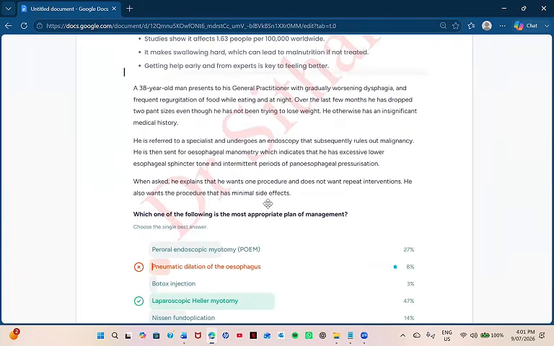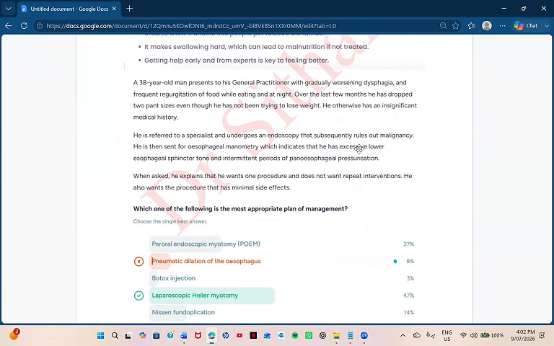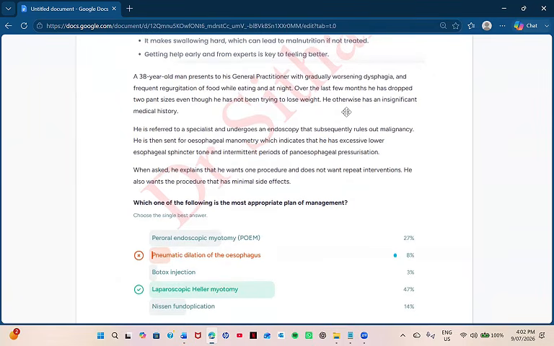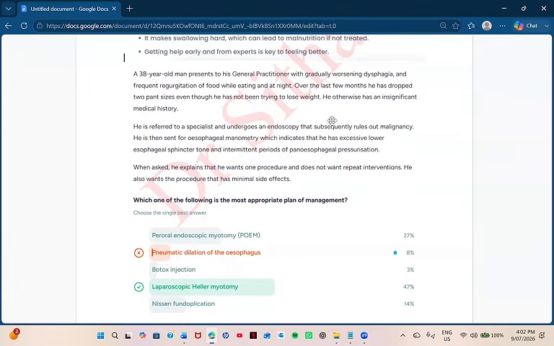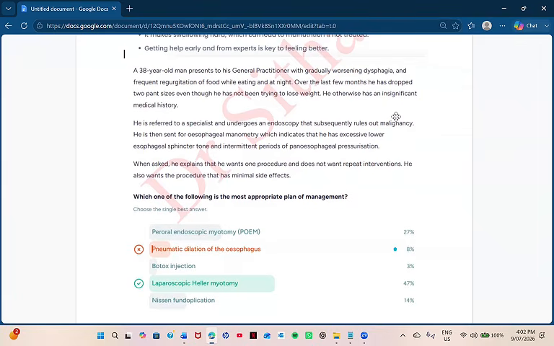We'll do this question to get an idea. A 38-year-old man presents to the GP clinic with gradually worsening dysphagia and frequent regurgitation of food while eating at night. Over the last few months, he has dropped 2 pounds in size even though he has not been trying to lose weight. He otherwise has an insignificant medical history. He is referred to a specialist and undergoes endoscopy to rule out malignancy.